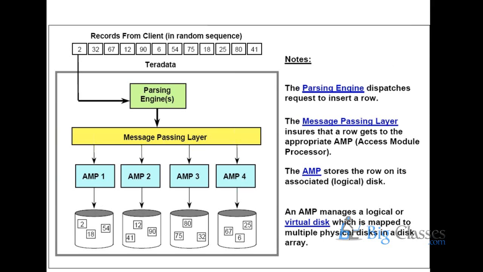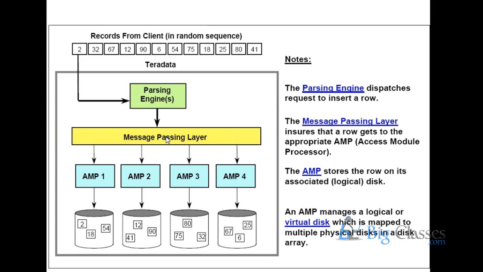Okay, you mentioned the parsing engine dispatches the request to insert a row. What about selecting data? Is it the same? Yeah, selecting works the same way. The request will go to the parsing engine, and the parsing engine will see whether the syntax is correct or not. If it is, it will send it to the message passing layer. Via the message passing layer, the request will get broadcasted to all the AMPs. Or if it needs to be sent to a group of AMPs, the request will be sent to that group of AMPs. If it needs to be sent only to a single AMP, the request will be sent only to a single AMP.